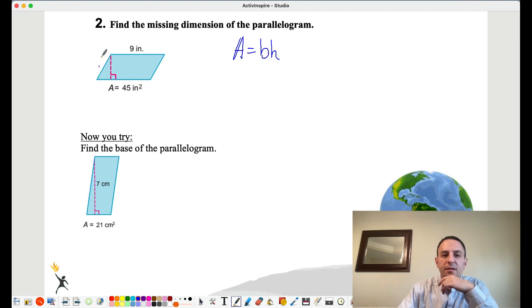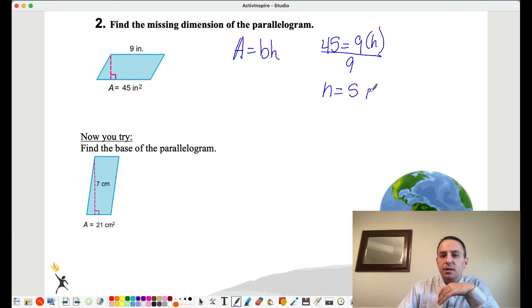I don't have the height. So let's fill in everything I do know. 45 is the area. We don't know height. Sorry, we know base. We know the base is 9, but we don't know the height. So let's solve for it. We divide both sides by 9. Height equals 5 inches in this case. Okay? And again, we would divide inch squared over inch, and that would let us have 1 inch left. All right, go ahead and try to figure this one out.